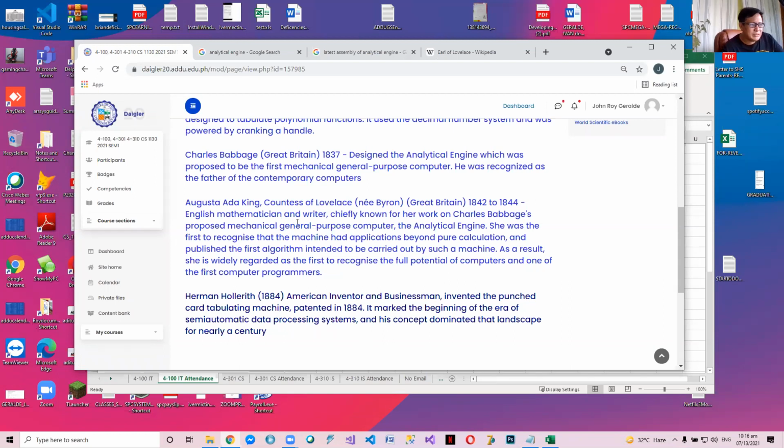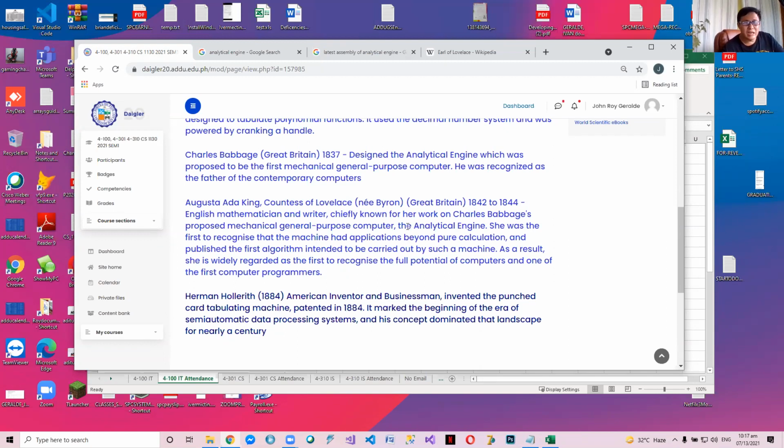She recognized that the machine had applications in real life. It can be used to solve real-life calculations. In fact, she wrote several algorithms. They were called algorithms during those times. Later, they were called computer programs, intended to be carried out by such a machine. Do you follow? She wrote the algorithms or the programs to be carried out by the analytical engine.